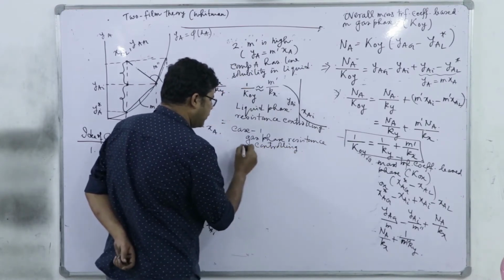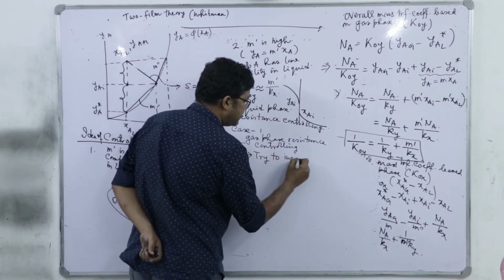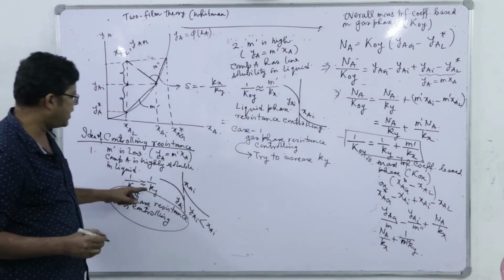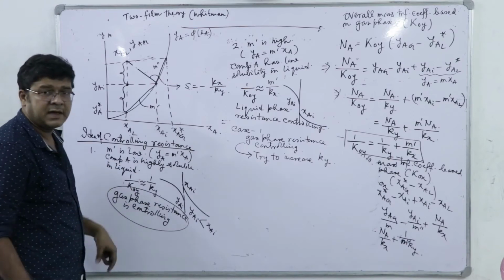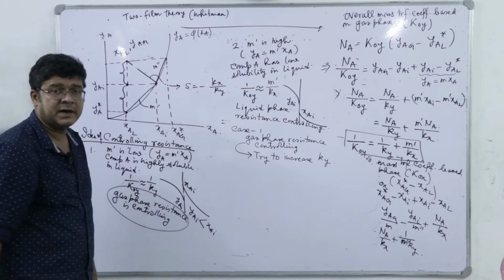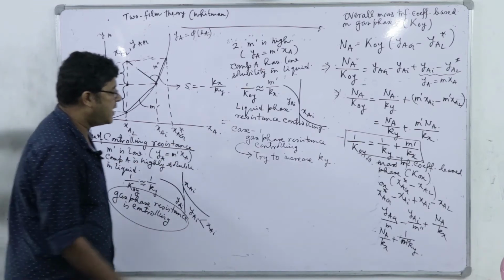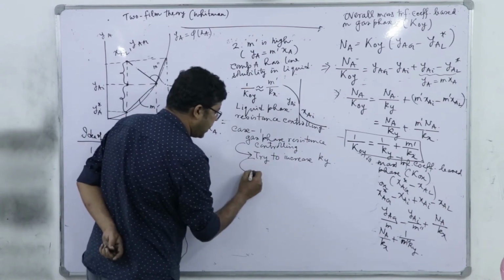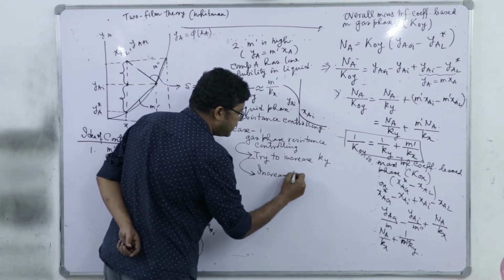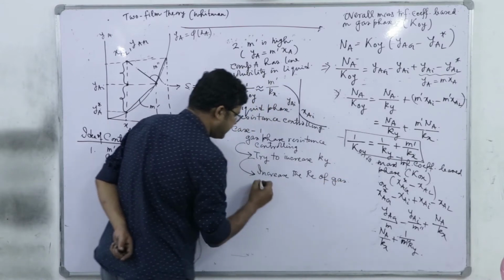So, try to improve. Obviously, we will try to increase Ky, right. So, if I am trying to increase Ky, definitely 1 by Ky will decrease and my overall convective rate of transfer will increase, right. So, how to increase Ky? Try to increase Ky. So, how to do that? Increase the Reynolds number of gas phase.